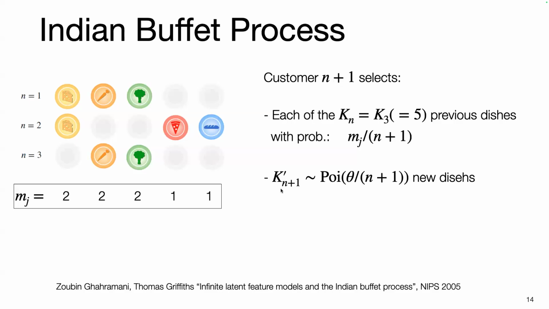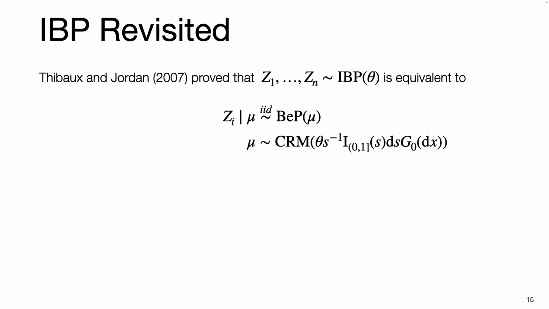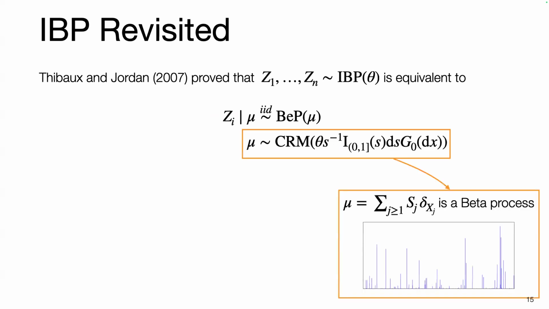In this metaphor, there is no mention of the feature labels, which are then attached to the columns of this binary matrix by sampling them i.i.d. from a diffuse probability measure G0. And a key contribution that linked Bayesian nonparametric models with the Indian buffet process was due to Thibaux and Jordan, who proved basically that a sample from an Indian buffet process has the same distribution as a sample from this Bayesian model, where we have a random object here that is a completely random measure, and in particular, it is distributed as a beta process.